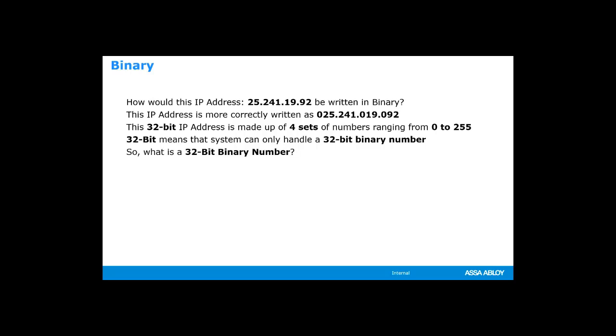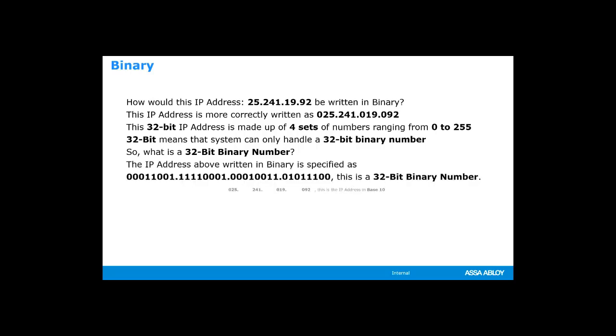So what's a 32-bit binary number? The IP address written above is written in binary and is specified as the first 8 digits is equal to 25 in base 10. The second 8 digits is equal to 241 in base 10, and the third set of 8 digits is equal to 19 in base 10, and the last 8 digits represent 092 in base 10. This is a 32-bit binary number, okay?